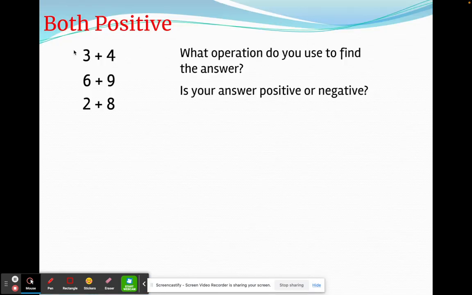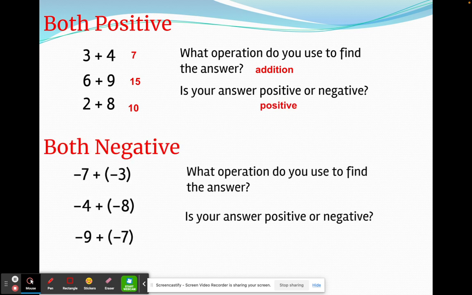So let's start with adding two positive numbers. Now you know what this is. You've done this since you were in elementary school. What operation do you use to find the answer? Is your answer positive or negative? Well, 3 plus 4 is 7. 6 plus 9 is 15. 2 plus 8 is 10. And the operation we used was addition. And our answer is positive.